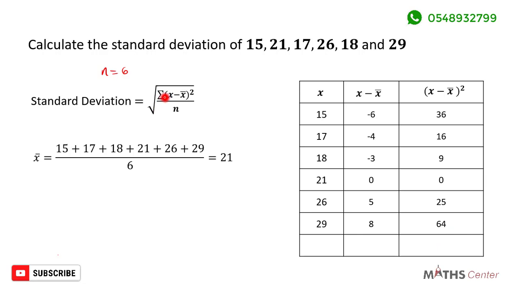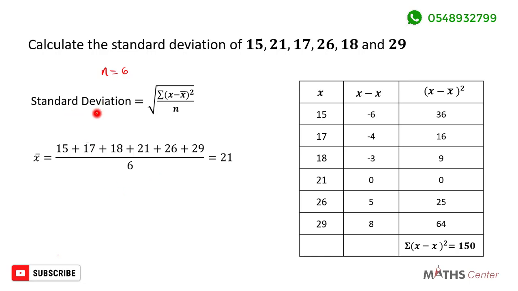To get the standard deviation, we need the sum of (x minus the mean of x) squared. So it means that we have to find the sum of the values in this column. When we add these values together, we are going to have 150. So it means that the sum of (x minus the mean of x) squared is 150. Remember, we know that n is 6. That is the number of values we have here.